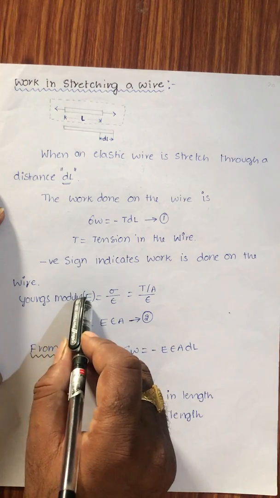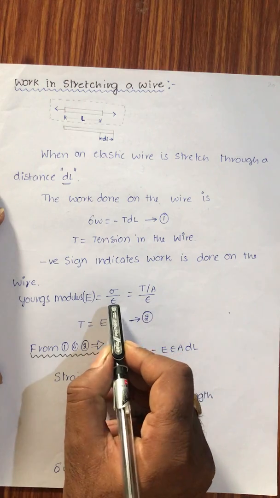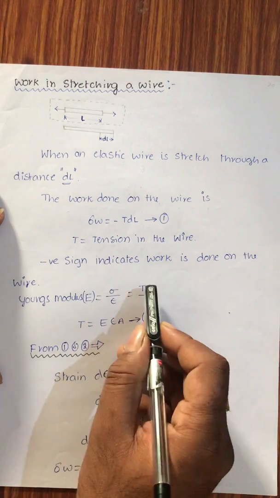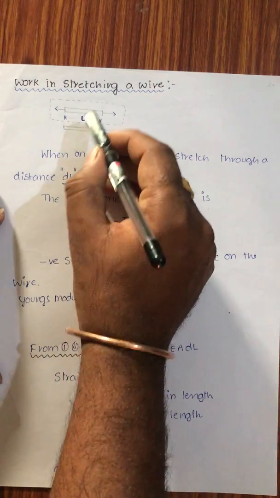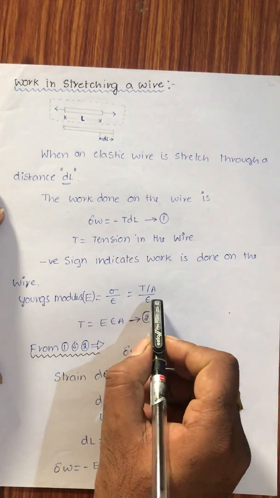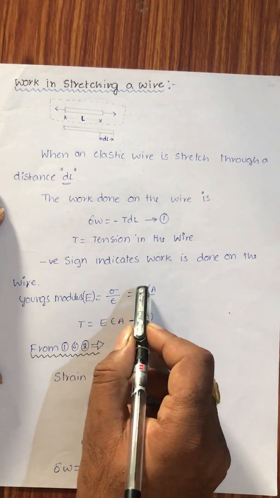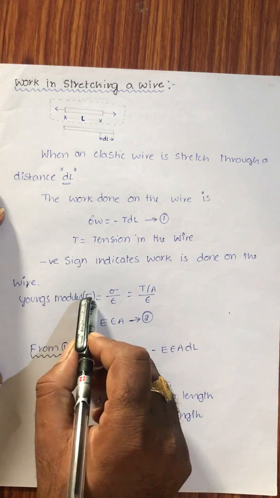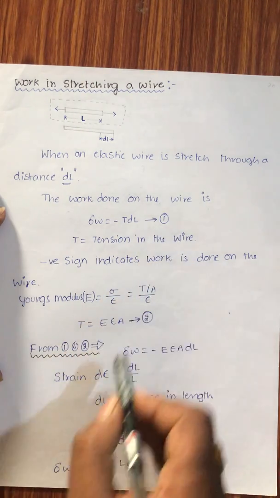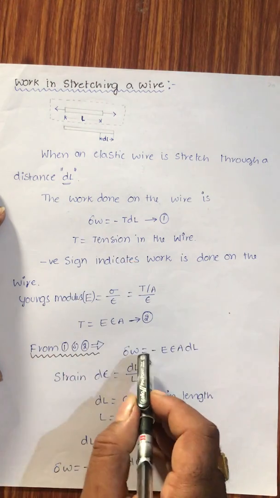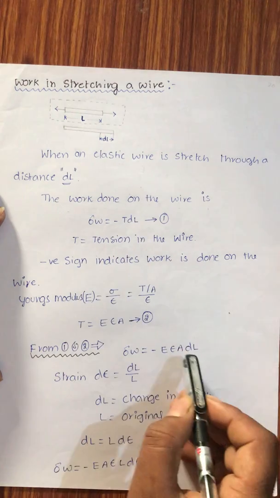Then Young's modulus E is equal to stress by strain. Stress is sigma, strain is epsilon. Stress is equal to force by area, where force is the tensile force T and area A is the cross sectional area of the wire, divided by epsilon. From this I can write T is equal to E, Young's modulus, into epsilon into A. So this is equation number 2. From 1 and 2 I can write delta W is equal to minus E epsilon A into dl.